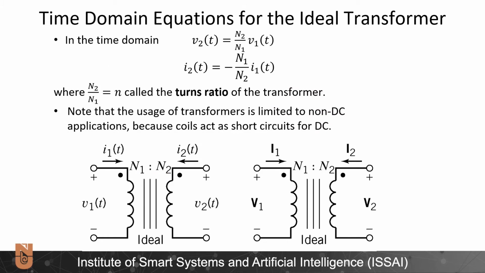The constituent equations which govern the behavior of a transformer are V2 is equal to N2 over N1 times V1 and I2 is equal to minus N1 over N2 times I1. So N2 over N1 is equal to N, which is the turns ratio of the transformer. And I would like to reiterate once more that transformers are only used in non-DC applications because at steady state in DC, the coils act as short circuits.